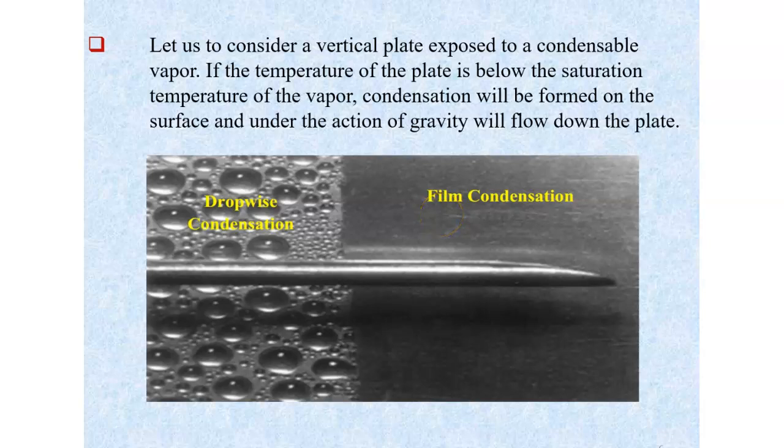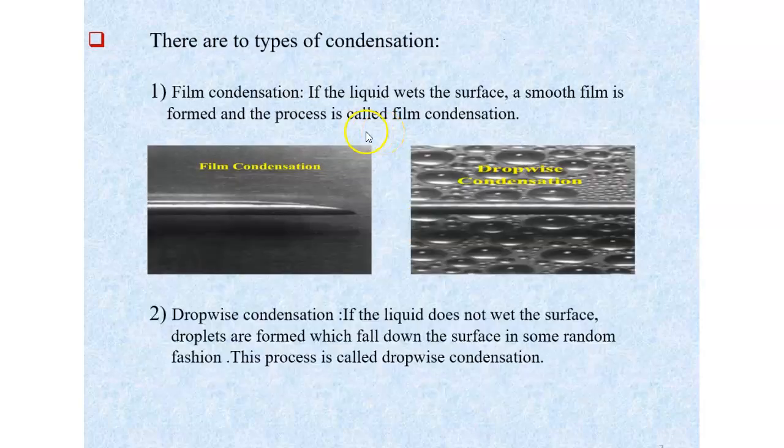This condensation will happen in two ways. The first one is dropwise condensation, the second one is film condensation. Okay, so there are two types of condensation. The first one is film condensation, where the liquid wets the surface. You could feel this surface is wet. A smooth film is formed, and the process is called film condensation. The other one is dropwise condensation, where you could see droplets of water falling down this vertical surface. This is called dropwise condensation.